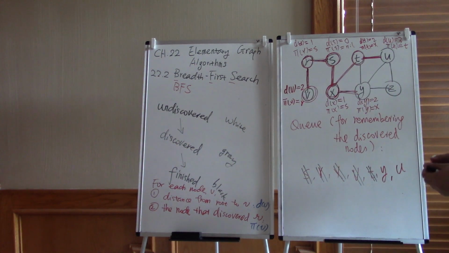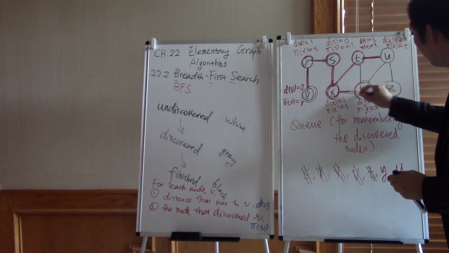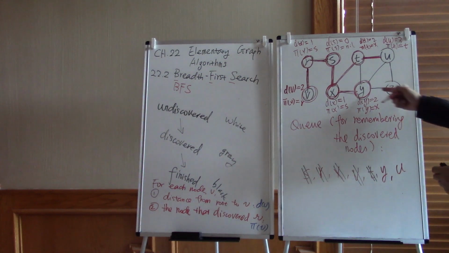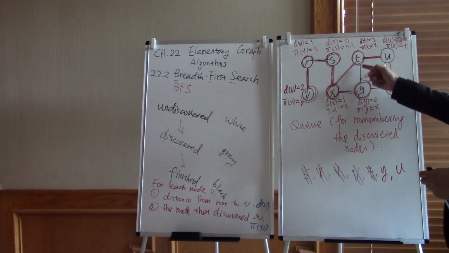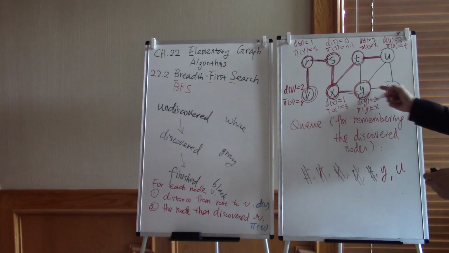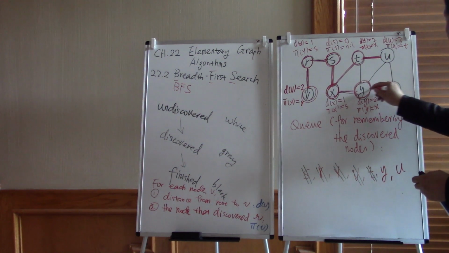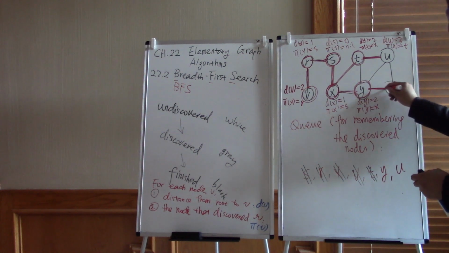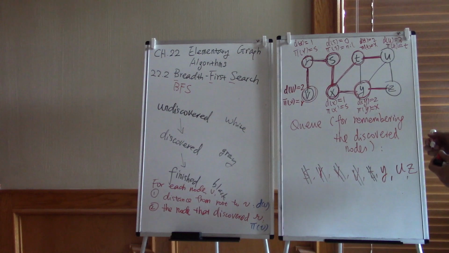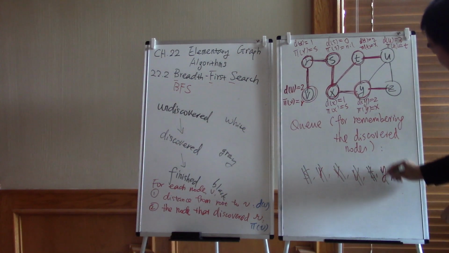The first node in the queue is now Y. Okay, so let's take a look at Y. From Y, which nodes can it discover? Y has neighbor T, but this is already discovered. Y has neighbor U, which is also discovered, and Y has neighbor Z. So Z is a new node. So Y discovered Z. So we put Z into the queue. And now Y is done. So we pop it out from this queue.